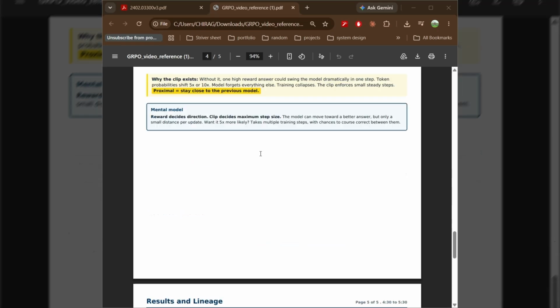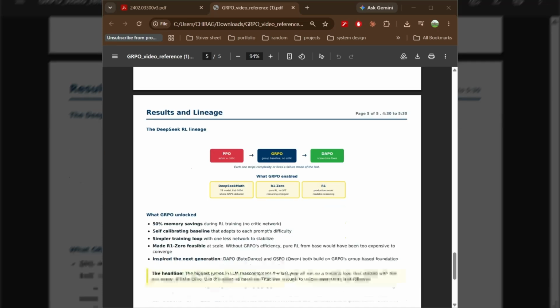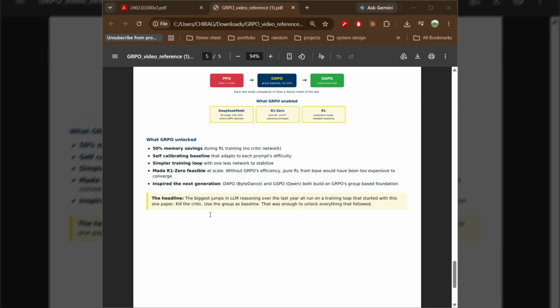So this is the main idea. PPO uses a critic to estimate advantage. GRPO removes the critic. That means less memory, fewer losses to train, fewer moving parts and a simple loop. This was introduced in DeepSeek Math and later became the key idea for DeepSeek R1-Zero. It leads to 50% memory saving, a self-calibrating baseline, and simple training loops, because we don't have to optimize a critic like in PPO. This is what made R1 feasible.